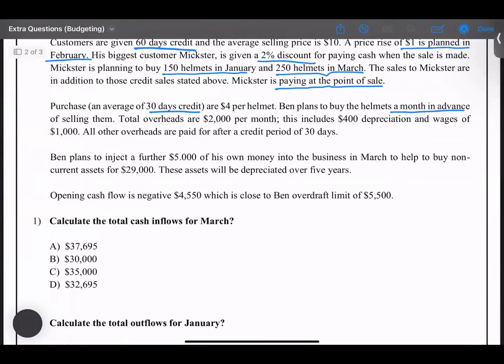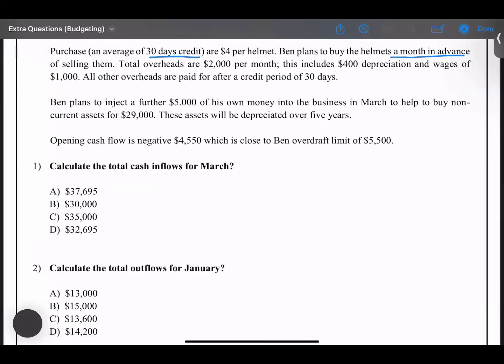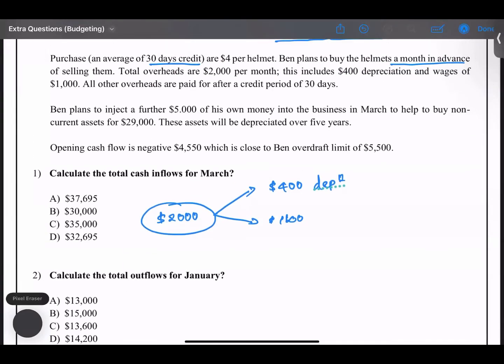The next part: total overheads are $2,000 per month. This includes $400 of depreciation and wages of 1,000. So for each and every month, you have an overhead cost of $2,000. Out of this $2,000, $400 is related to depreciation, which is a non-cash item. The remaining 1,600 is cash.